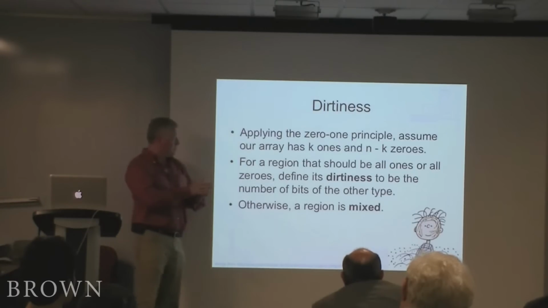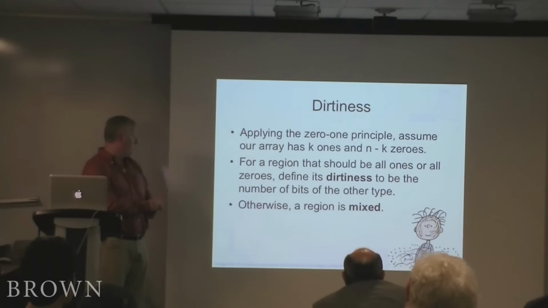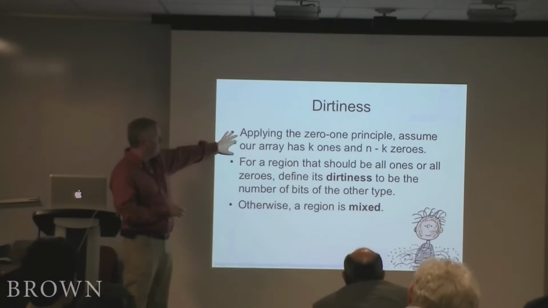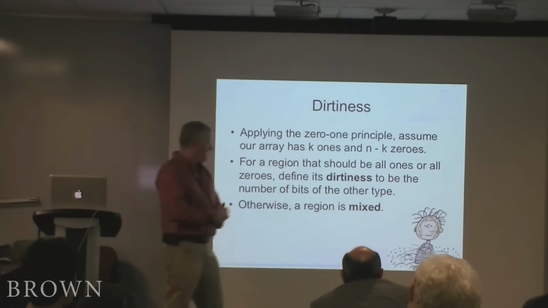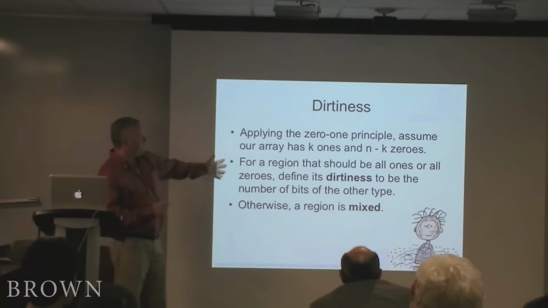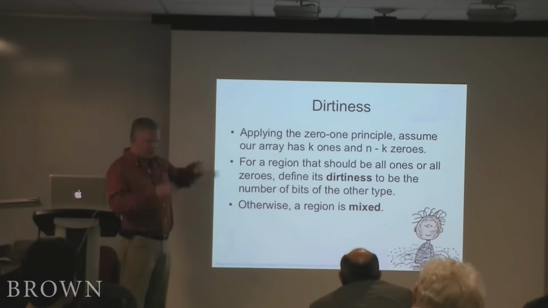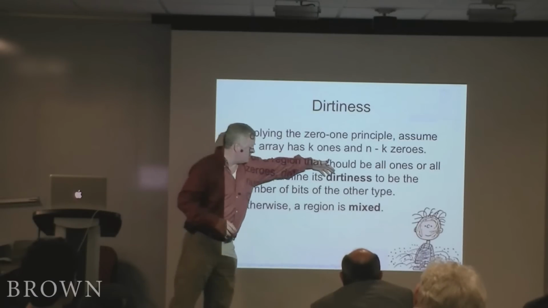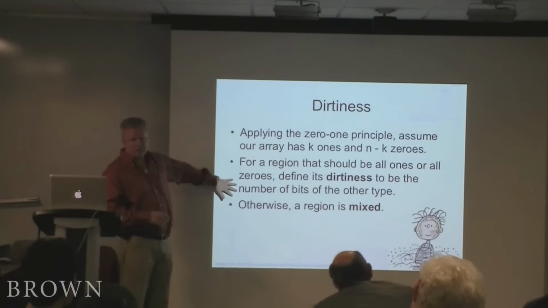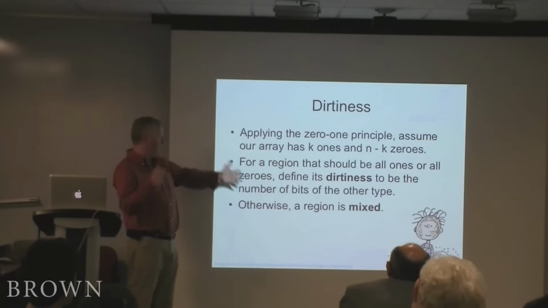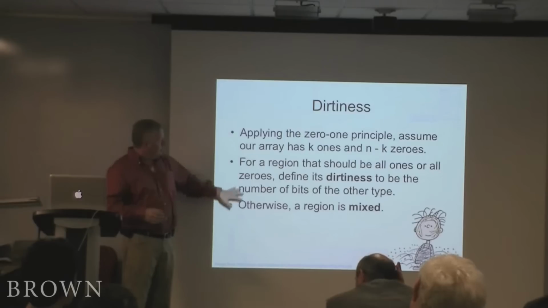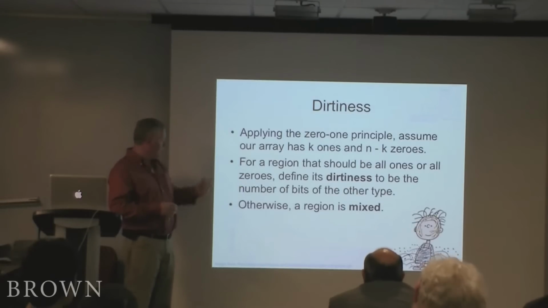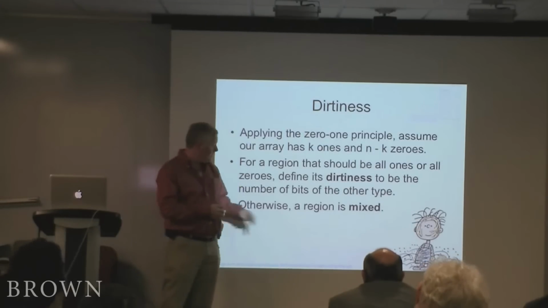Another concept, now that you focus on using this 0-1 principle, is the concept of dirtiness. When you use this 0-1 principle, we can assume that our input array has k 1s and n minus k 0s. For any region that's supposed to be all 1s or all 0s in the end, we define its dirtiness to be the number of bits of the other type that it currently contains. So if it's supposed to have 100 1s and it has 3 0s, it's of dirtiness 3. And symmetrically, if you have 0s and a few 1s in it, the dirtiness is the number of 1s in it.